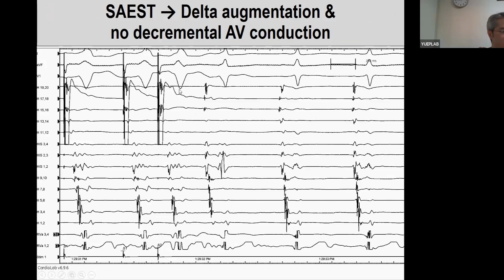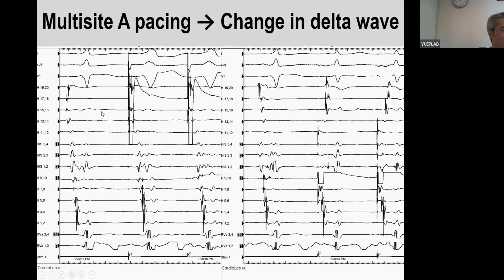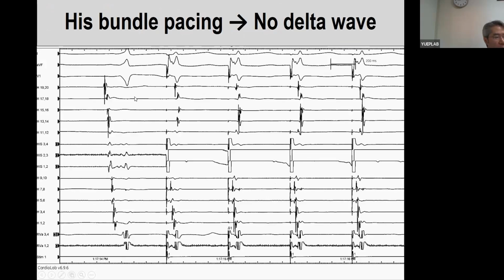We conducted A pacing, and the delta wave was augmented. We performed multi-site A pacing. This is CS 9-10, proximal CS pacing, and this is high RA pacing. You can see the delta wave augmentation during high RA pacing compared with the proximal CS pacing. We conducted His-bundle pacing. During the His-bundle pacing, the delta wave becomes narrower.